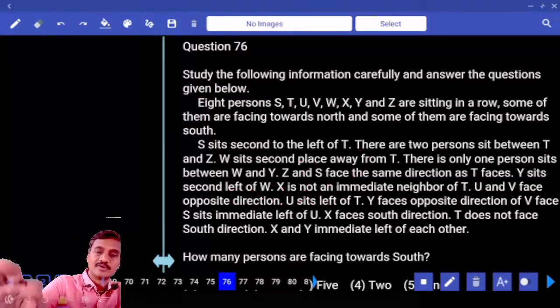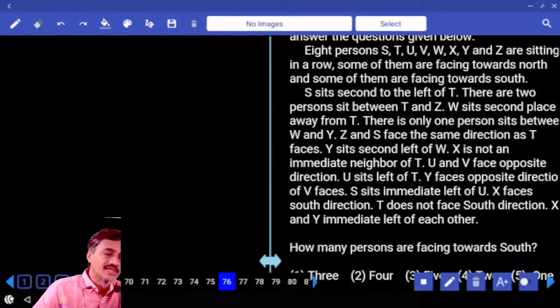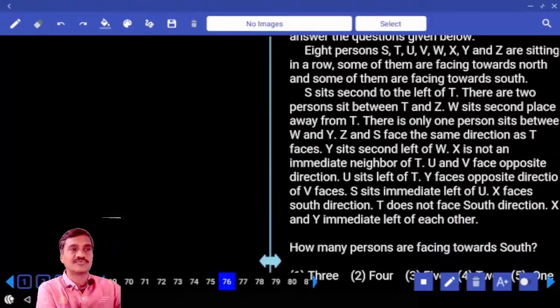76 onwards. Now this is question number 76 to 80, and row arrangement. Now in this row arrangement, tell me, does it come under the first or the second priority? In general, second priority. Already we left five questions, hence we have to start this one.